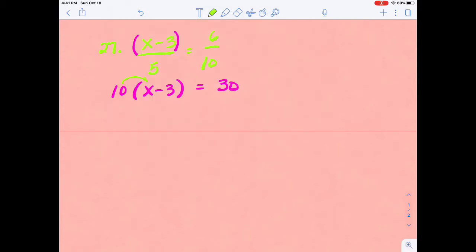So this looks like a much more doable problem without the fractions, doesn't it? We're going to do 10 times x, which is 10x. And we're going to do 10 times negative 3, which is negative 30. We need to add 30 to get 10x equals 60. And divide by 10 to get x equals 6. Not so bad, right?